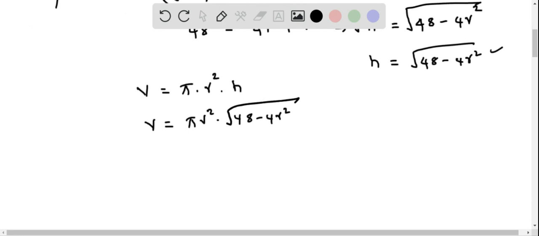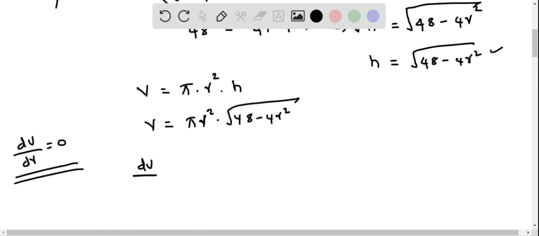Now to find the maximum volume, we have to find the critical point of this volume function. That is, we have to set up the equation dV by dr equals 0. And from this, we determine the corresponding radius, which is basically the critical point of the volume function, or at that value of r, the volume will be maximum. So let's find the derivative of this volume function.